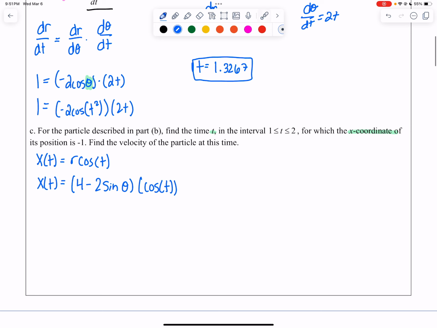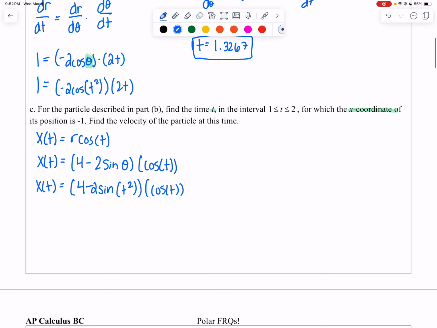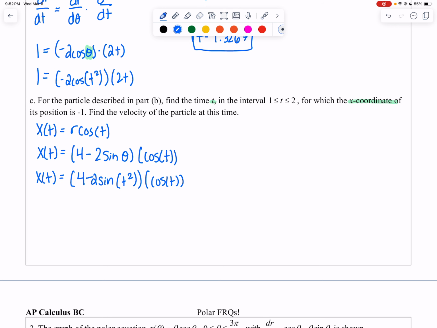Now, once again, we have a little dilemma because right now I have a theta right here. But remember that I could substitute theta to be t squared. So now I have x of t is equal to that lovely thing right there. And it told us that the x-coordinate is -1, so I'm going to substitute that to be -1. I am going to do this one together with you guys so that we can find this intersection together.